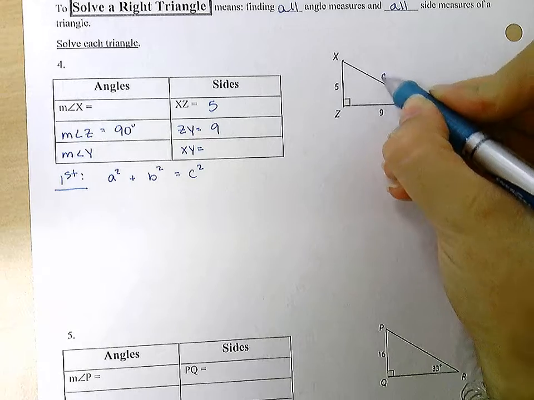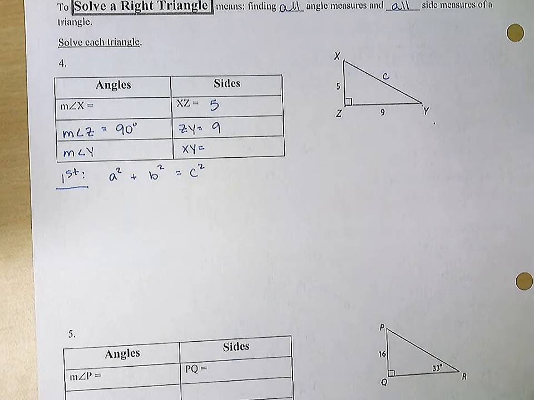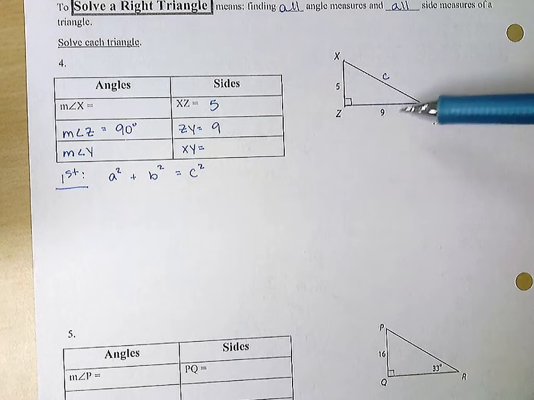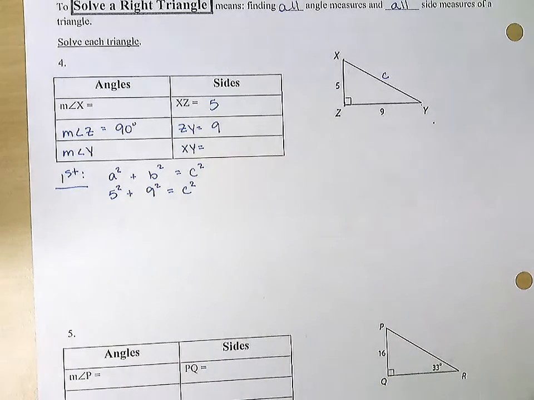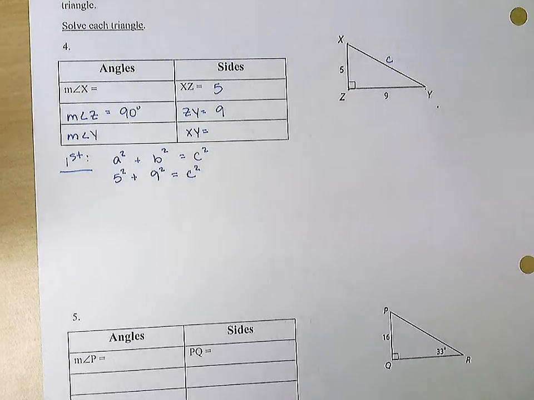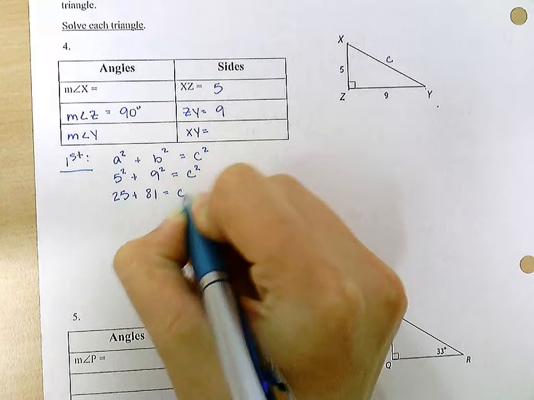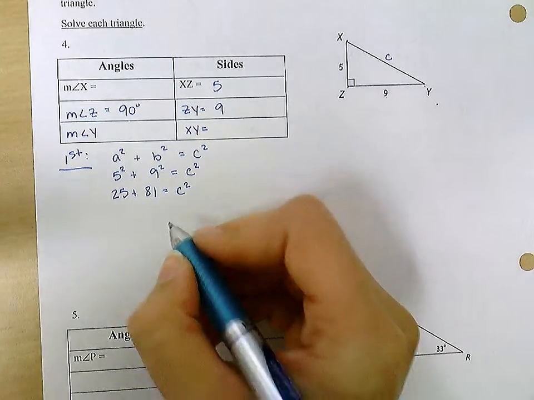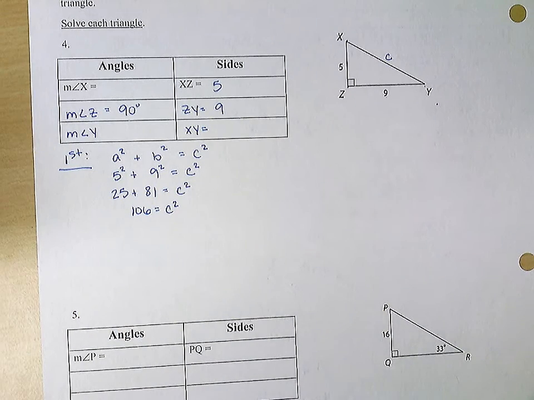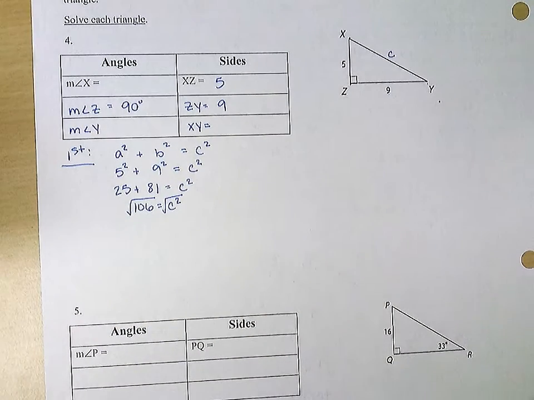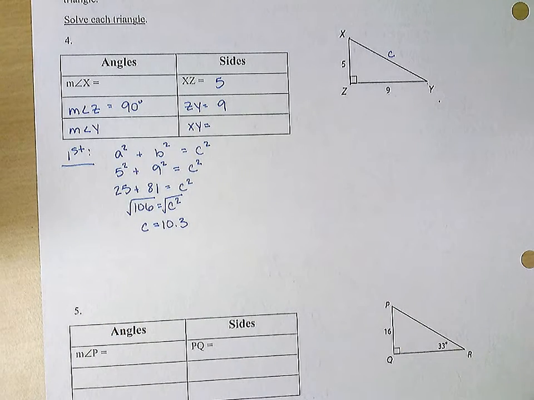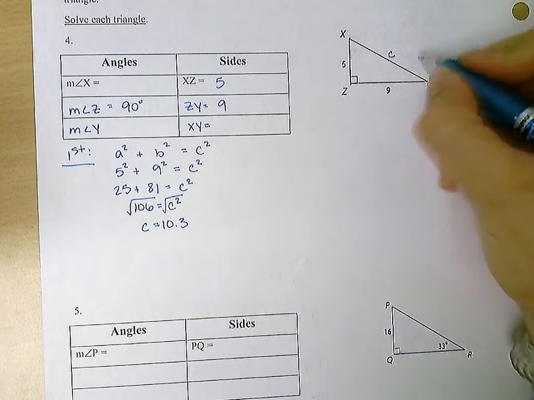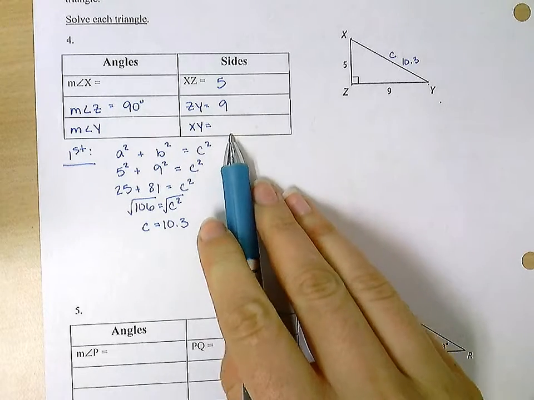My c value is this one over here. That's the only side I'm missing in this right triangle. To plug in my a and b values, that's 5 and 9. So we would have 5 squared plus 9 squared is equal to c squared. I'm just plugging things into that Pythagorean theorem. So we have 25 plus 81, which is 106. Then to get c by itself, you do need to take the square root of both sides. So I get c is equal to about 10.3. Now that c value I labeled as XY, so that's 10.3, and I can now write that in my table.